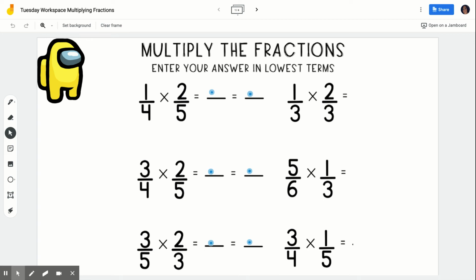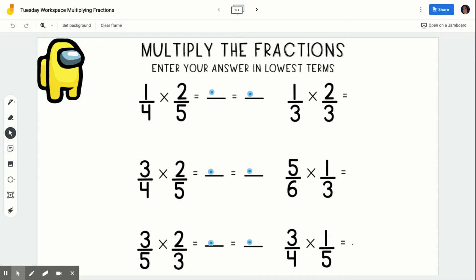Okay, most of you figured out the shortcut or the pattern or something you were noticing yesterday in your work when we were working with models, which was that you could multiply straight across the numerator and then straight across the denominator and then simplify the product that you get.